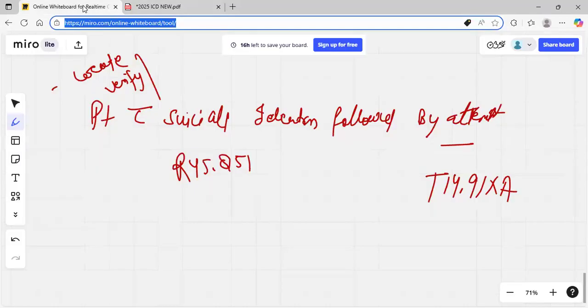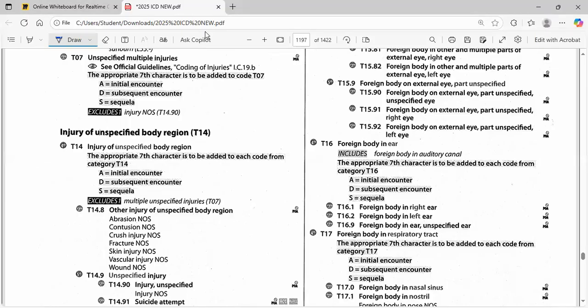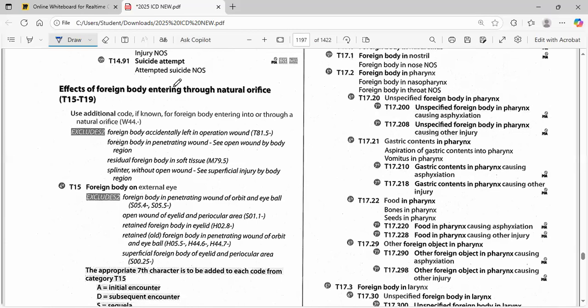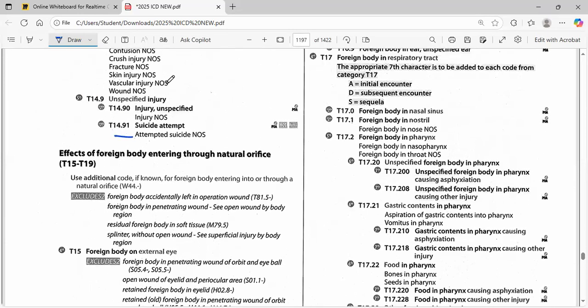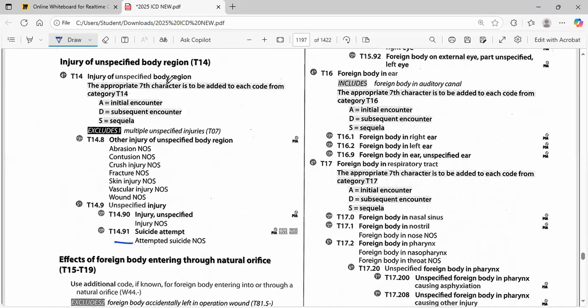So here we go to T14.91. Let's see, do we have any Excludes here? We just have the one Excludes1, which tells P07. So we don't have that. We have to make this code 7 characters. So our code should be T14.91XA. Now let's pull the other code.